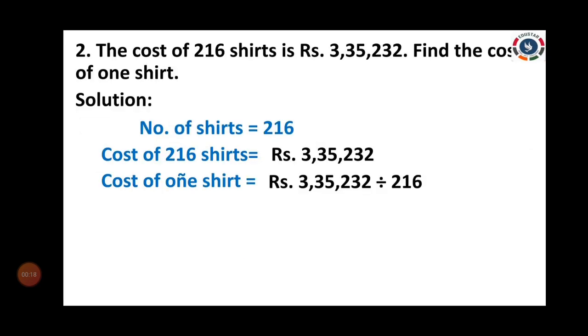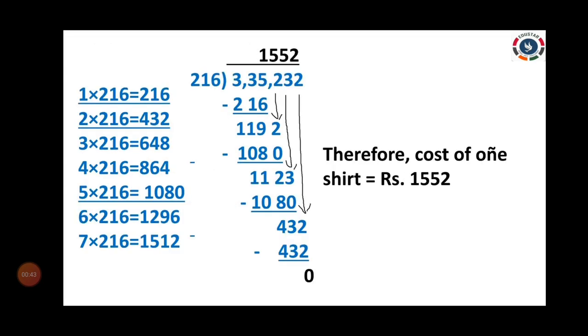Number 2. The cost of 216 shirts is rupees 3,35,232. Find the cost of one shirt. Solution. Number of shirts is equal to 216. Cost of 216 shirts equal to rupees 3,35,232. The cost of one shirt is equal to rupees 3,35,232 divided by 216. And divide the values, you will get finally. Therefore, cost of one shirt is equal to rupees 1,552.